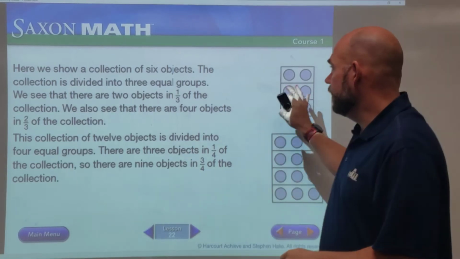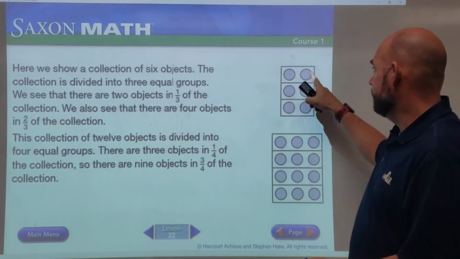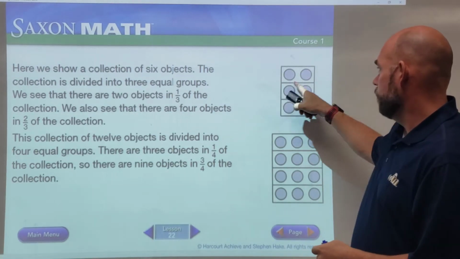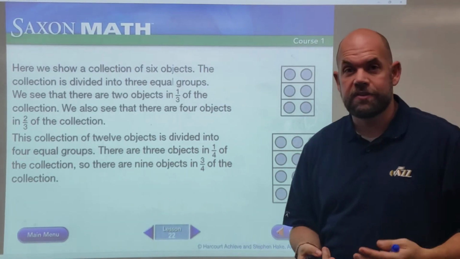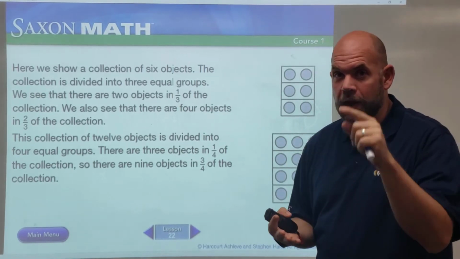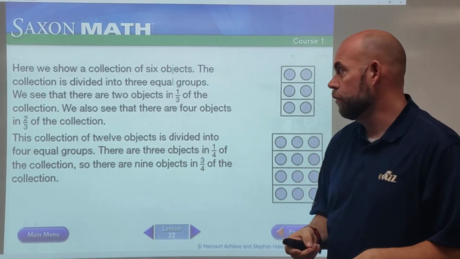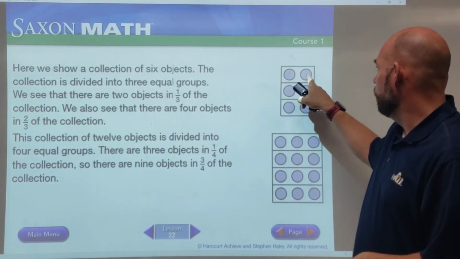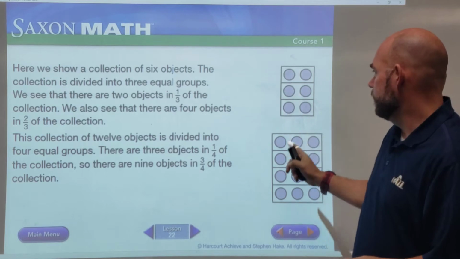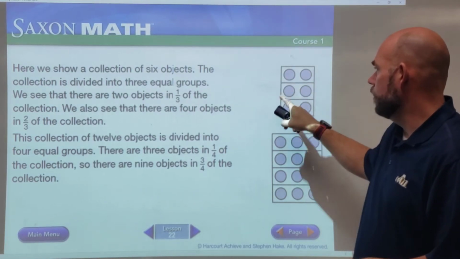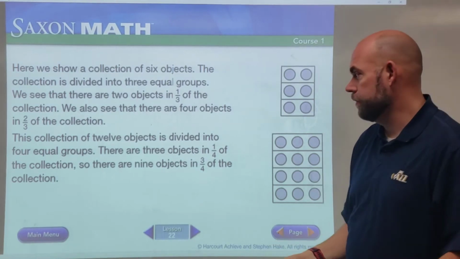Here we're looking at a collection of different objects. So we have 6 objects here, and we're dividing them into 3 groups. So we can just create groups, and we're going to draw this out. Now today in our homework assignment, we're actually going to practice drawing this out and representing it in groups. So we can see that there are 2 objects in 1/3 of the collection. So if we count up 1/3, 2/3, we can just count 1, 2, 3, 4. We know there are 4 objects in 2/3 of the collection.